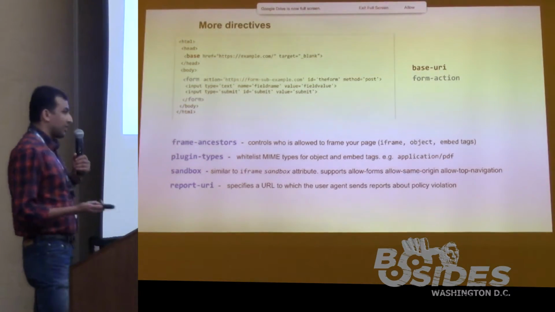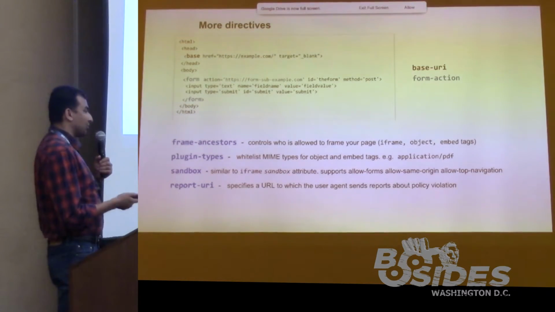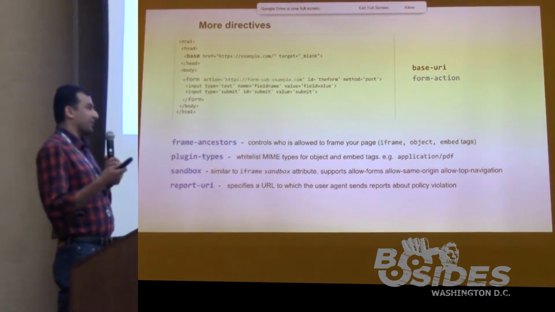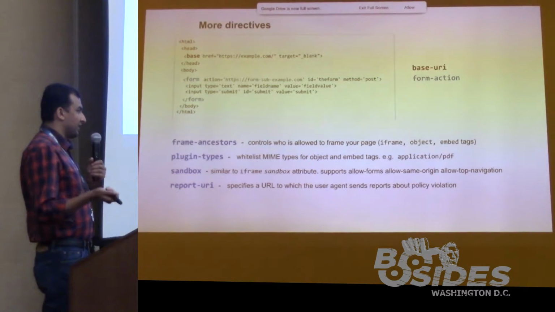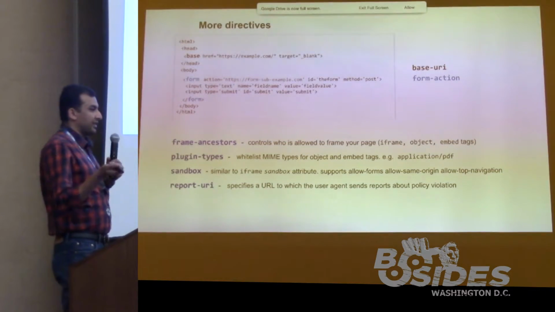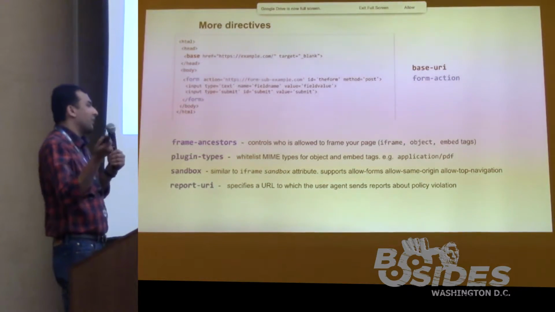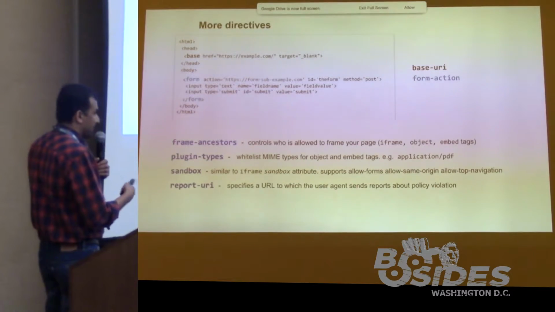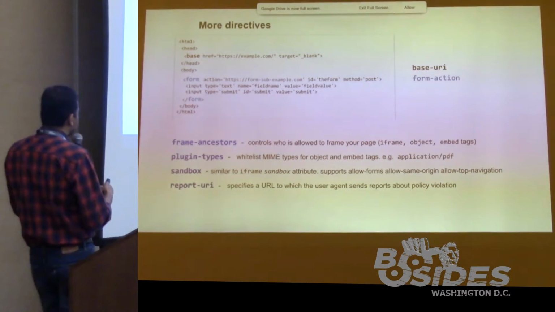Plugin type, this is also part of CSP2. Here we control what kind of plugins you want to support, for example Flash, Microsoft Silverlight, PDFs. So you can really whitelist what you really want. You would have seen a lot of Flash vulnerabilities. So if you want to disable Flash, then you exclude it from your whitelist. In that way, Flash won't get played on your web page.